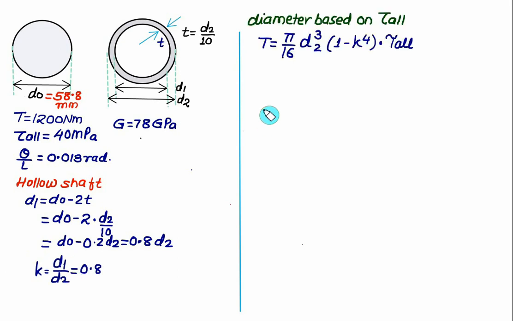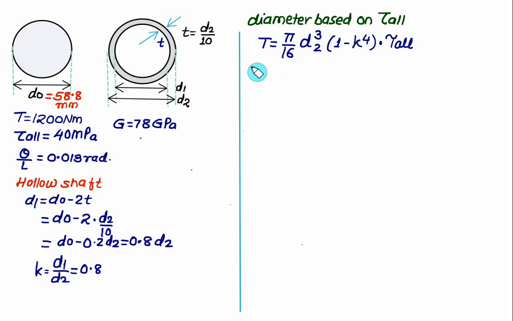Now here we are going to design the diameters D1 and D2 for the hollow shaft. So the first constraint we'll use is the shear stress. For a hollow shaft, torque is equal to pi by 16 into outer diameter cubed into 1 minus K to the power 4 multiplied by shear stress. Again we'll continue here in SI units.